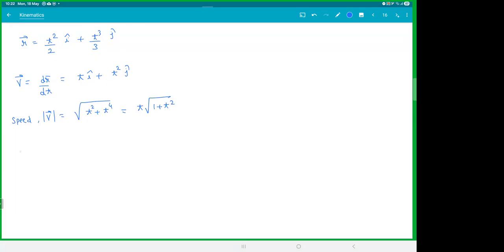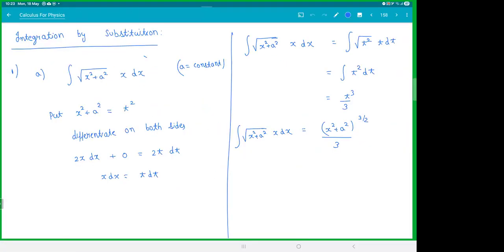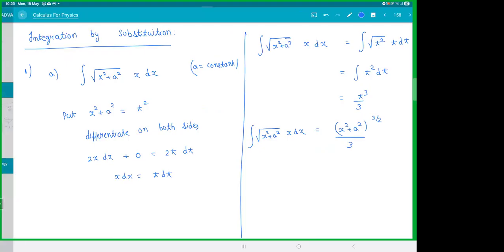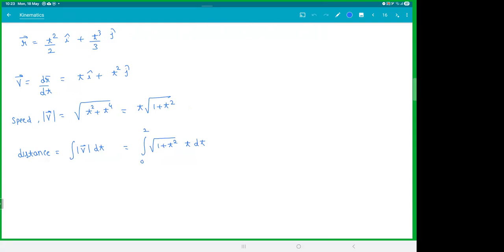And now we want to find distance, which is integral mod v bar dt. So indirectly, you're asking me to integrate t root 1 plus t square dt from 0 to 2 seconds. Are you guys with me so far? And this looks something similar, isn't it? Can you see how it looks? Where x was, we have t. This is what I was saying. This is how integration will pop up. No one will ask you the question directly. So how do we integrate this?